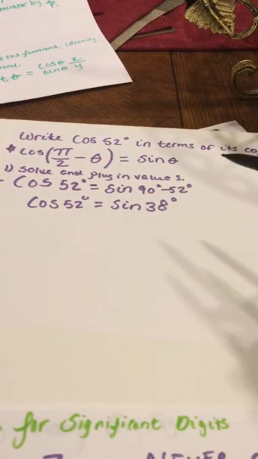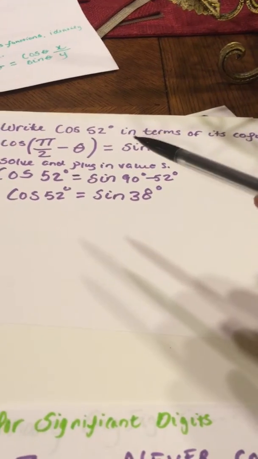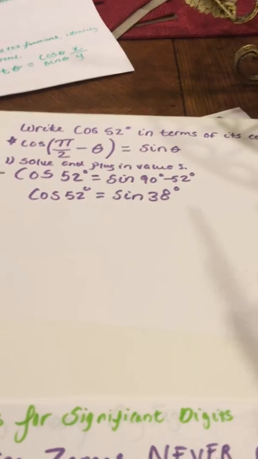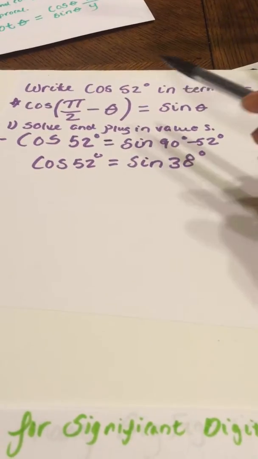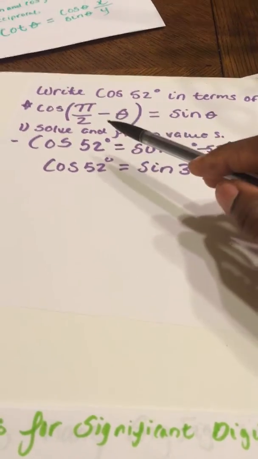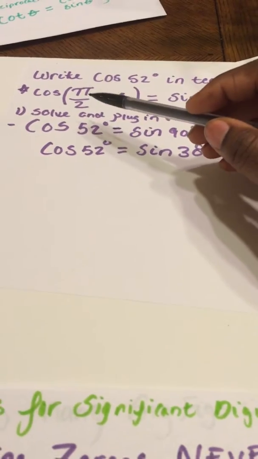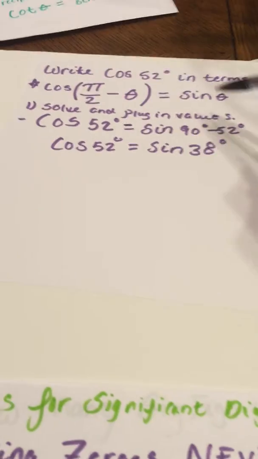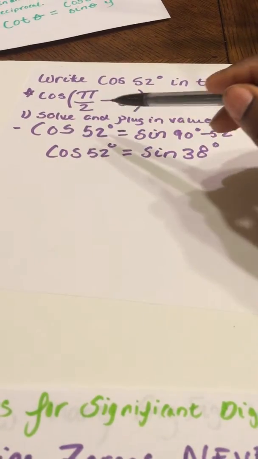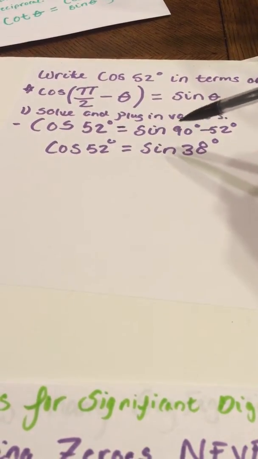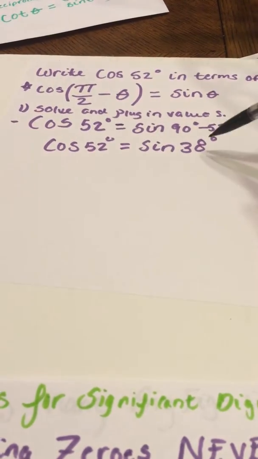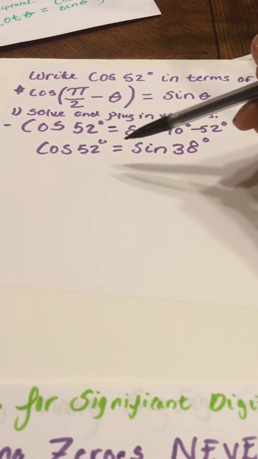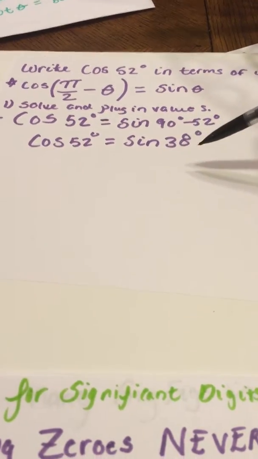Also, 5.3 has an objective to define a function in terms of its cofunction. Cosine of 52 degrees, cosine is the original function. Cosine of pi over 2 minus theta, or 90 degrees minus theta, is equal to sine of theta. Cosine of 52 degrees is equal to sine of 90 degrees, the pi over 2, minus 52 degrees, which came from here. Cosine of 52 degrees is equal to sine of 38 degrees.